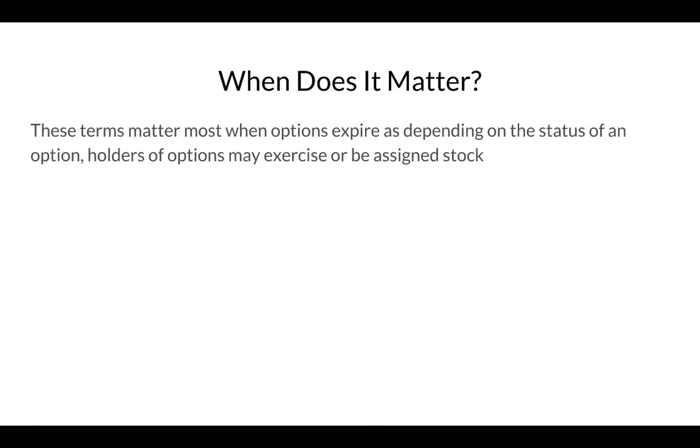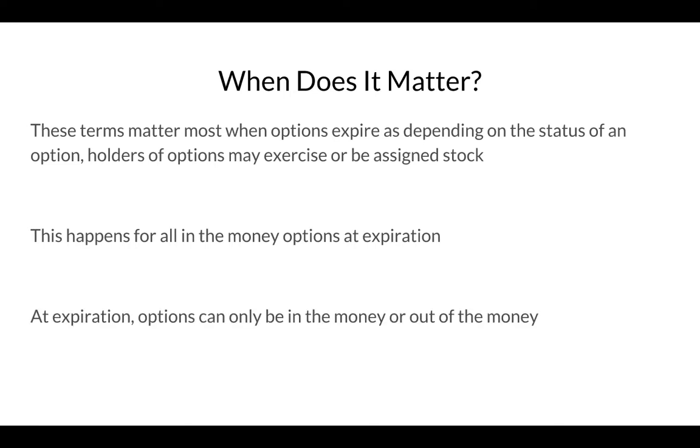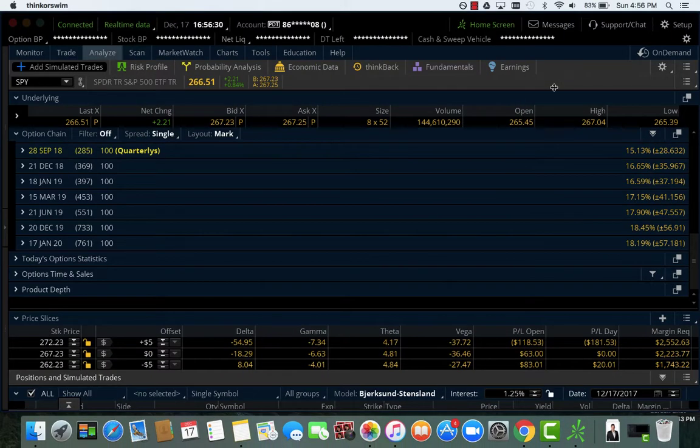Why does it matter? Well, these terms matter most when options expire, that whole predetermined date thing. Depending on the status of an option at expiration, holders of options, buyers or sellers, may exercise or be assigned stock. Now this happens for all in the money options at expiration. Again, don't worry, we're going to get into it right here, right now. So at expiration, options can only be in the money or out of the money. Now there was a third one that we talked about here, at the money.